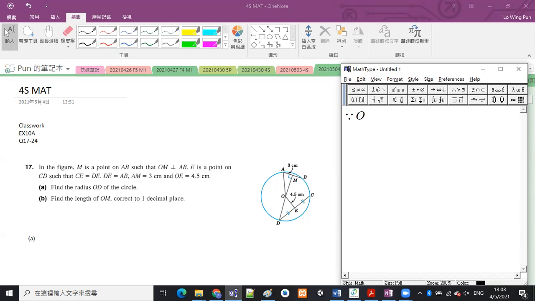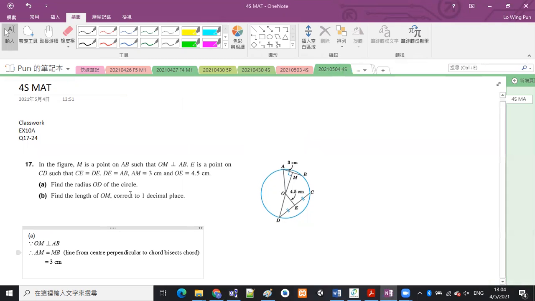Because OM is perpendicular to AB, therefore we can say that AM is equal to MB. So this is line from center perpendicular to chord bisects chord, and they are both equal to 3 cm. This is the first step.